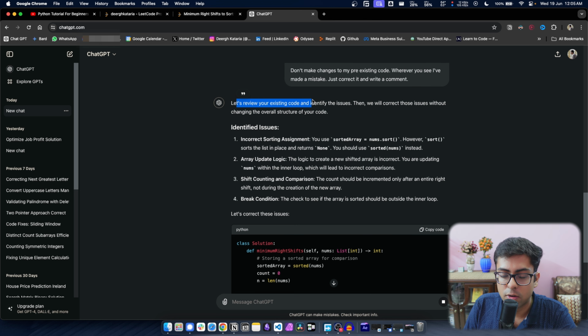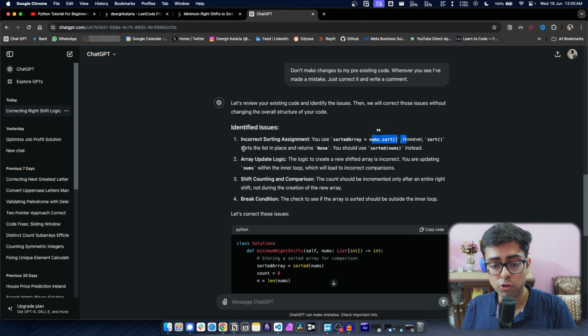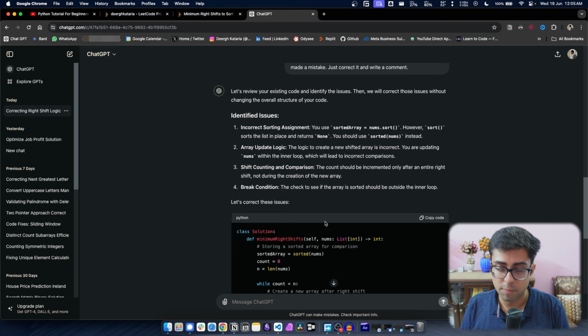Let's review your existing code and identify the issue. This one correct. Okay, fine. Overall structure. The first one is incorrect sorting assignment. You use sorted array is equal to nums.sort. However, it sorts the list in place and returns None. You could use sorted nums instead. Okay, fine. Sorted nums. This is one of those Python inbuilt methods that I don't even use anyways.